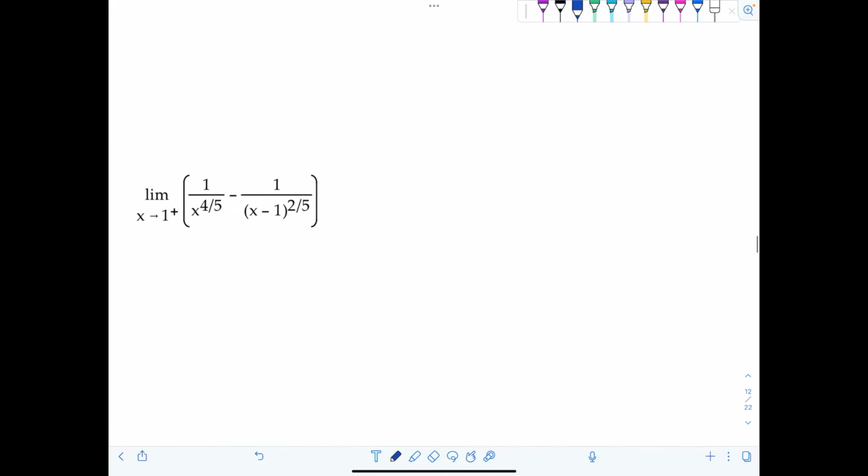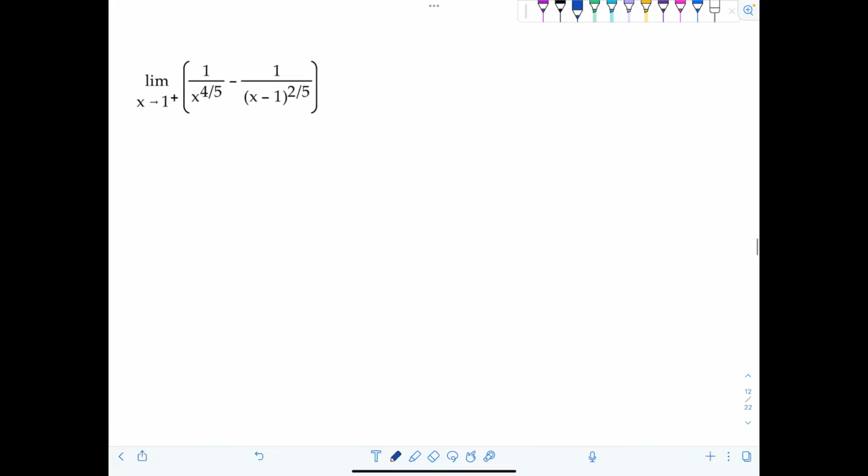All right, building on that idea, here's another. The spice factor on this one is intense. This is like Serrano level limit. Okay, x approaches 1 from the right. Try direct substitution. So 1 over 1 to the 4/5 minus 1 over, this is 1 minus 1, so that's 0 to the 2/5. What in the world?